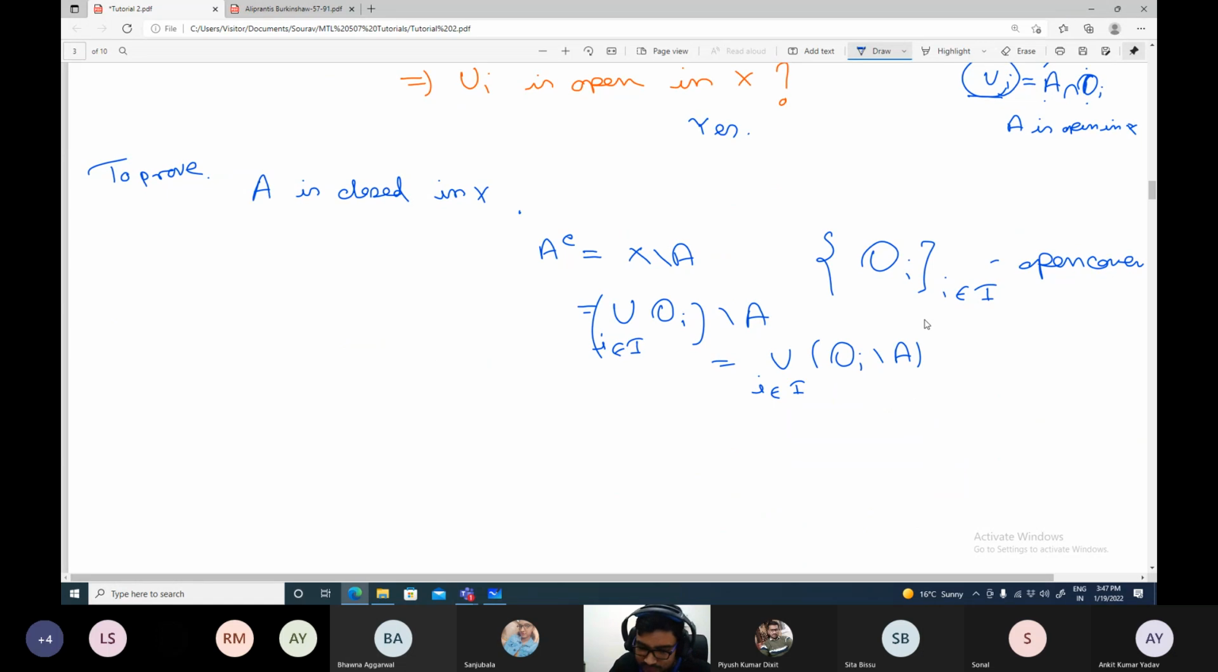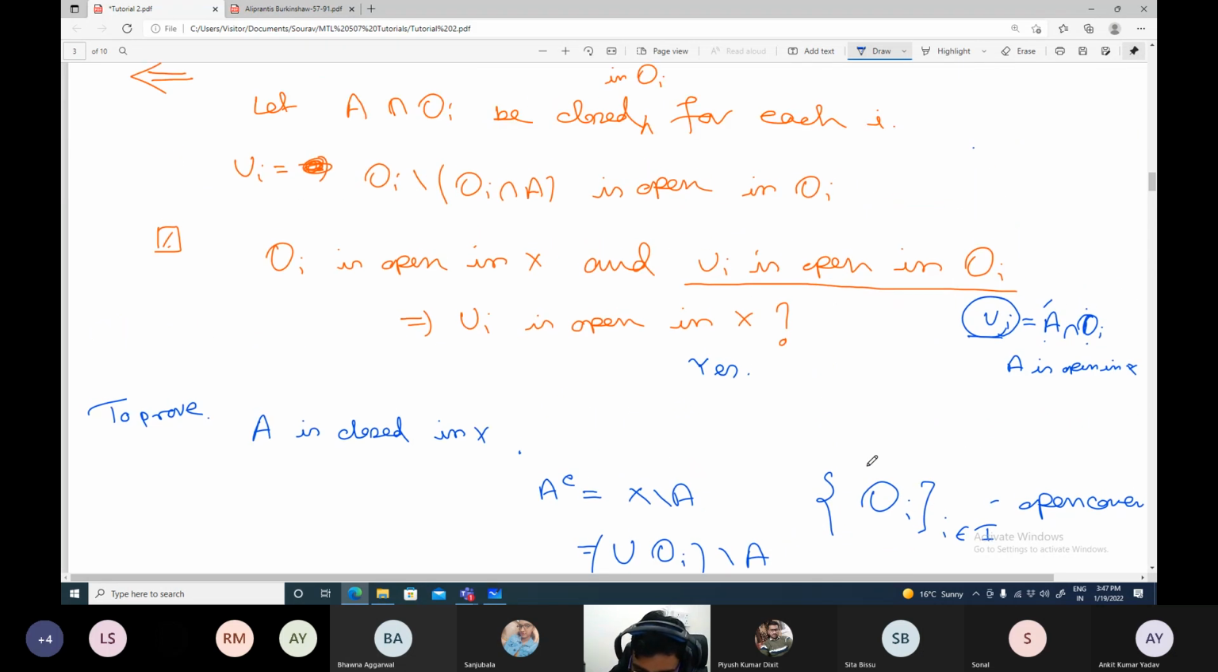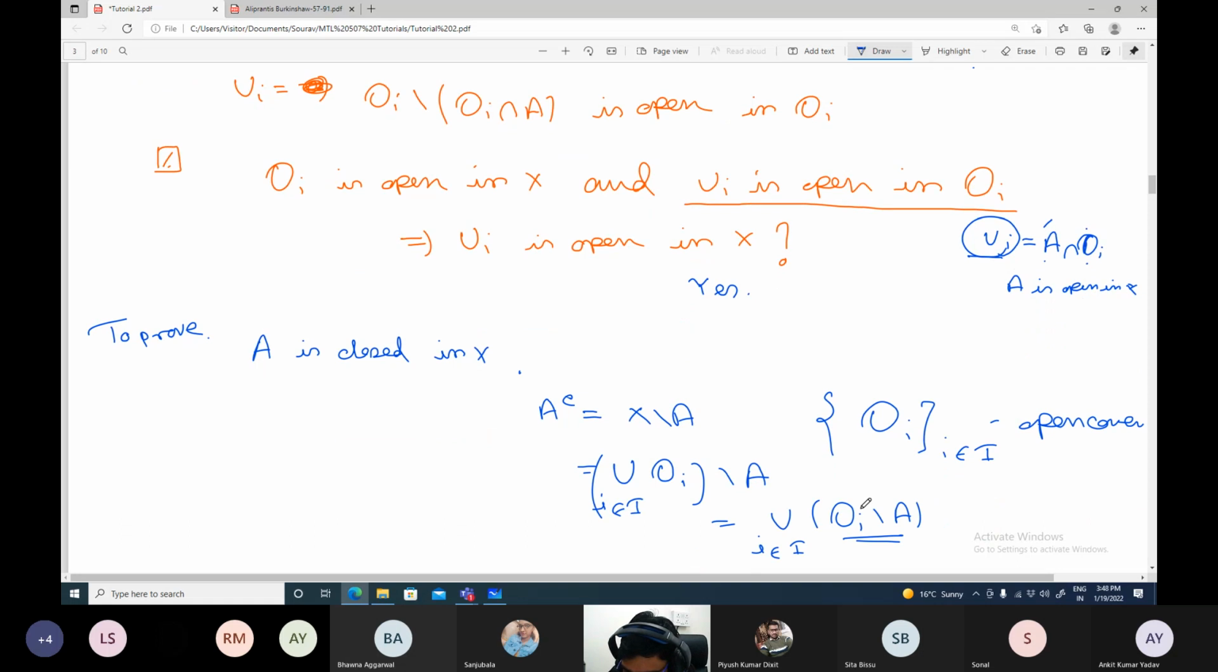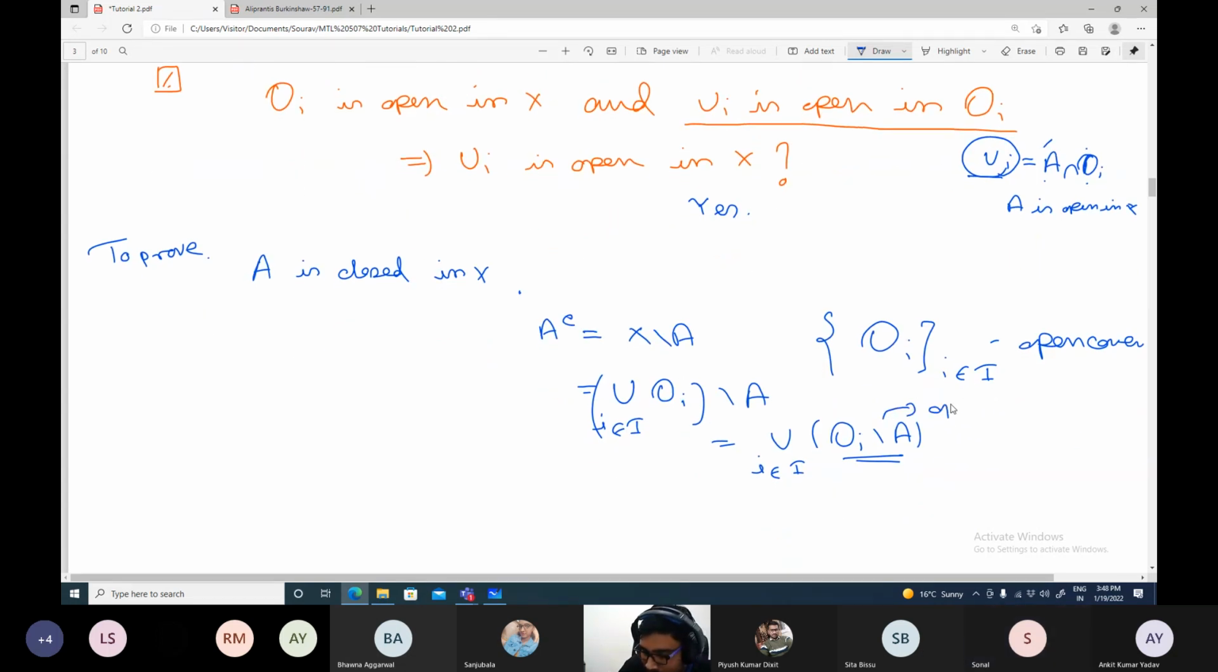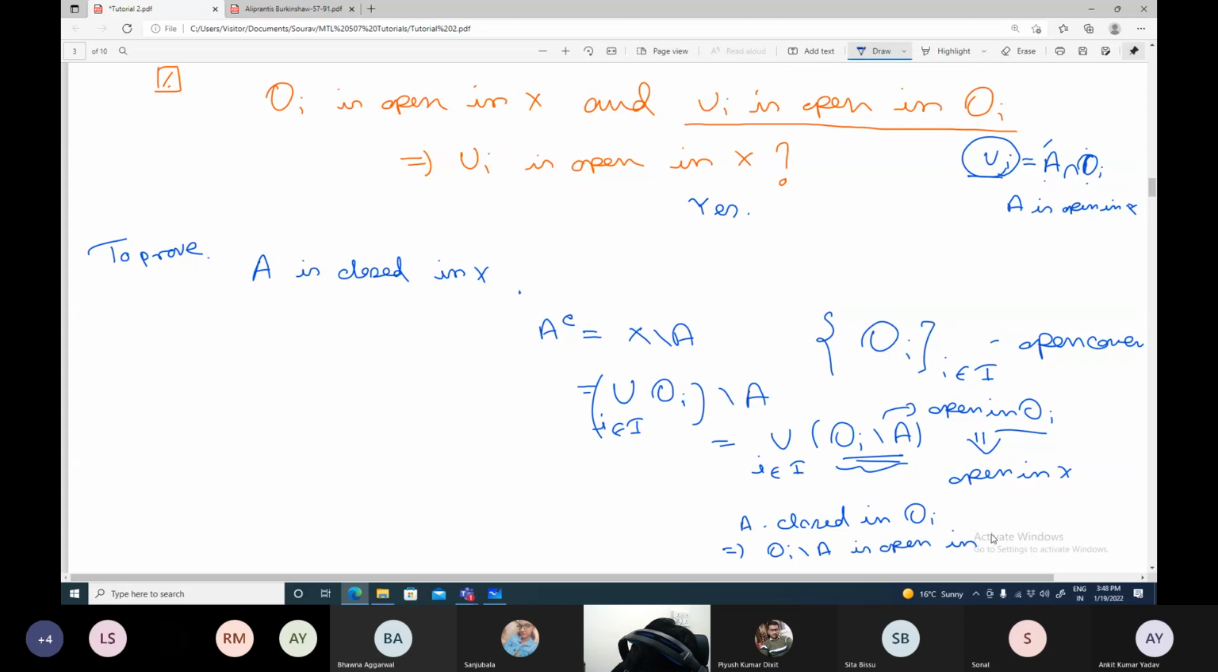Now, what is this, O_i minus A? Open. Yes, this is open in O_i, right? And therefore, this one is open in X. Is it clear? See, A was closed in O_i. So this implies O_i minus A is open in O_i. Now this one is open in O_i and O_i is open in X, which implies this one is open in X, right? And this is an arbitrary union of open sets. So therefore this one is open in X.